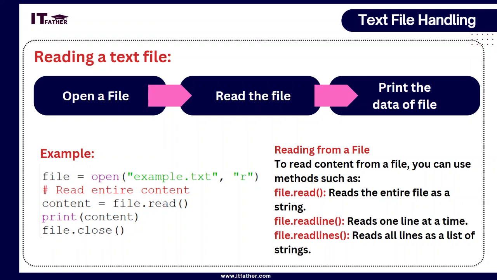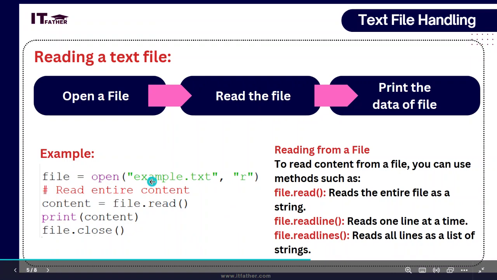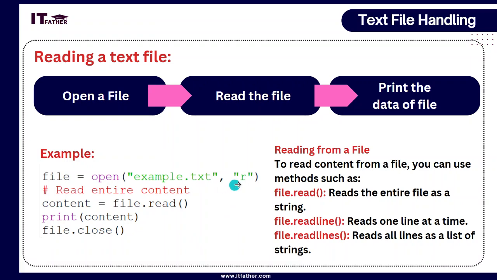So we have to open a file first of all, then we have to read the file with the help of the read function. We have to open the file with the help of the open function, read the file with the help of the read function, and then print the data of the file. So we can see examples. A file is given here without a path. It means the file exists in the current directory, in read mode.